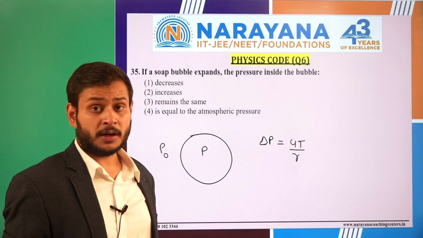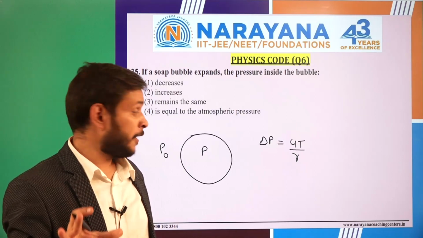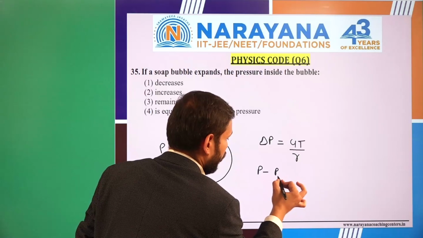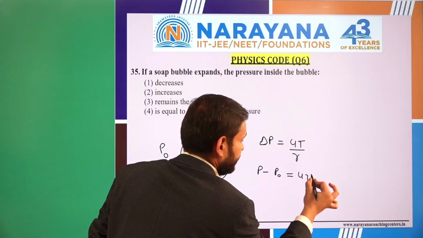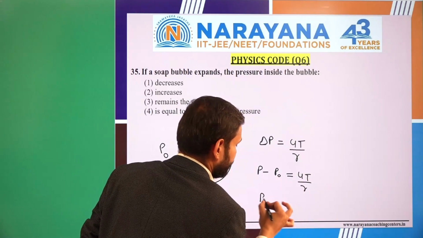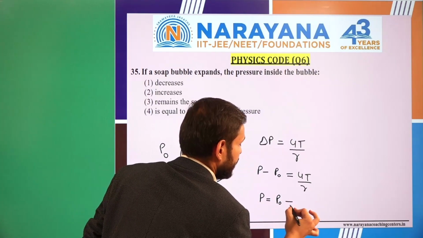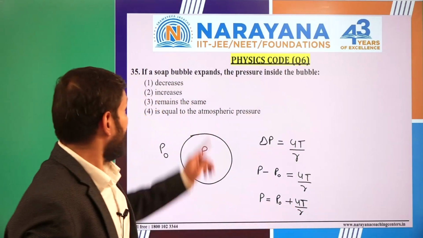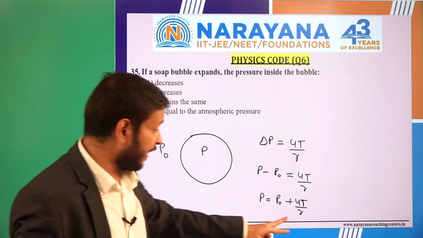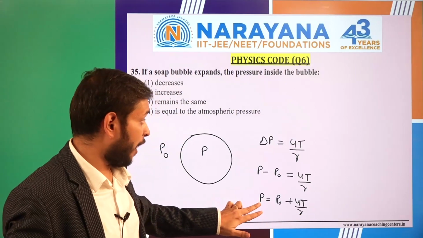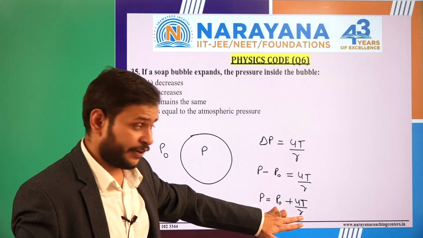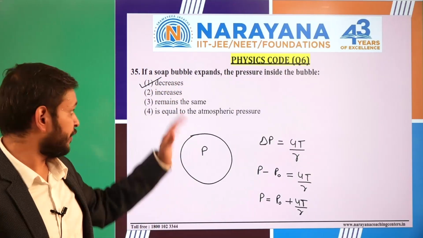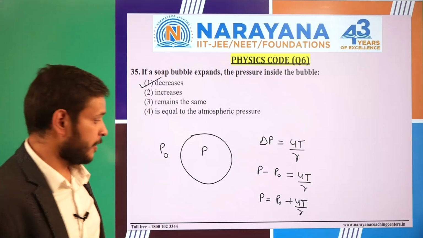4T, of course, 2 free surfaces are there for the soap bubble. So over here, if we write delta P, then it will be P minus P naught is equal to 4T by R. So inside pressure, we have got this P naught plus 4T by R. Now surface tension will not change, P naught will not change, and if the bubble expands, R will increase and the pressure P part will decrease, since it is an inverse relation. So over here, decreases will be the answer. Pressure will decrease inside the bubble if the bubble expands.